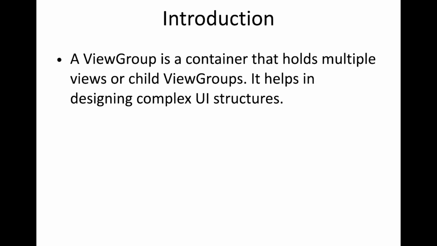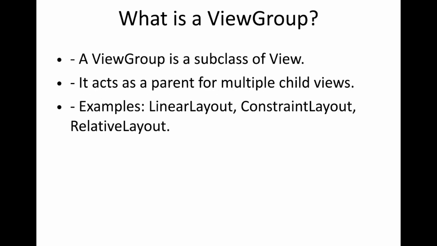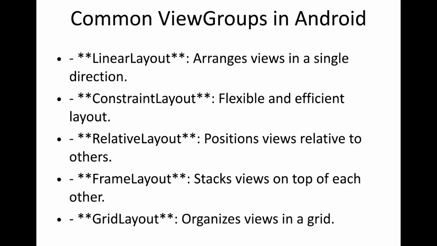Next is view group. View group is like a layout, it is a layout. A view group is a container that holds multiple views or child view groups. It helps in designing complex UI structures. So what is a view group? A view group is a subclass of view. It acts as a parent for multiple child views. So this is a container of views. Examples: linear layout, constraint layout, relative layout. All the layouts come under view groups.